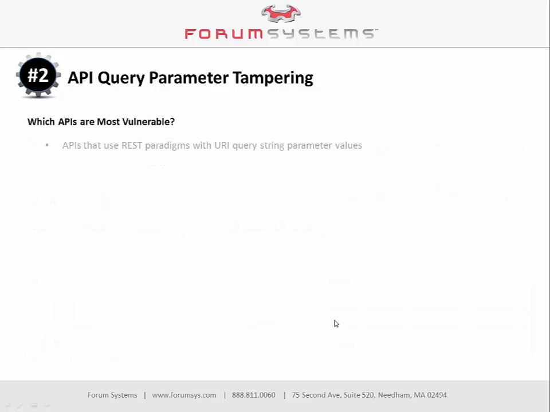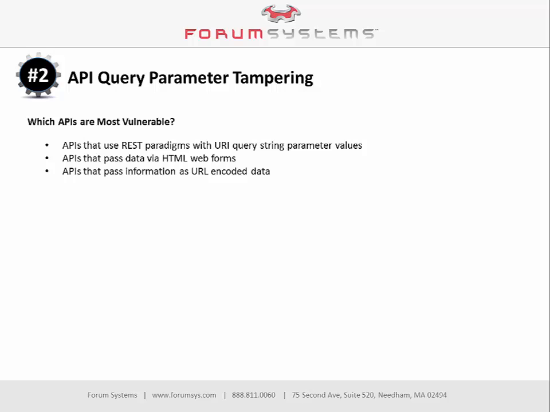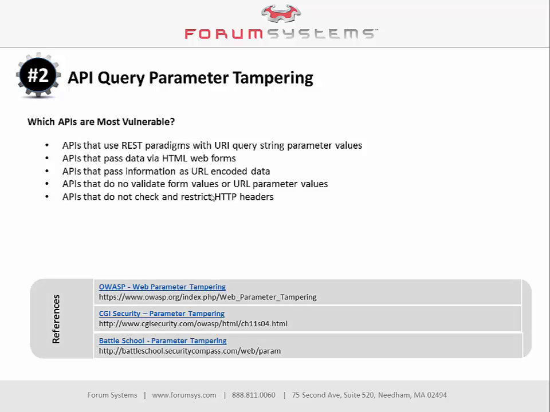So which types of APIs are most vulnerable? APIs that utilize URI query string parameter values, APIs that pass data via HTML forms, APIs that pass information as URL encoded data, APIs that do not validate form values or URL parameter values, or do so at the application layer, or what is known as the end mile, or APIs that do not check and restrict HTTP headers.